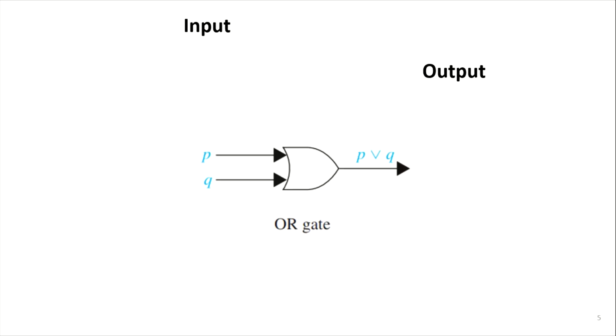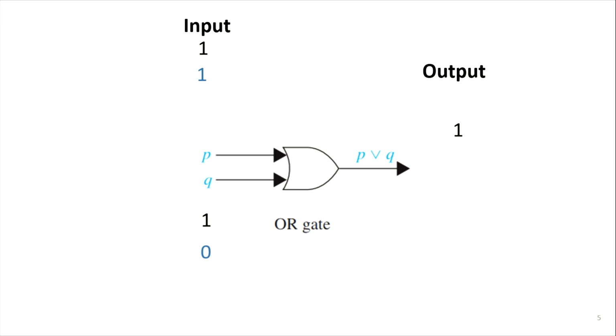Now let's go to the OR gate. If we have two on signals, or 1, the output is also on, or 1. Take note that when we talk about OR in our propositions, the truth value for OR is always true if one of the propositions is true. In this case, if one of the signals is 1, the output is 1.